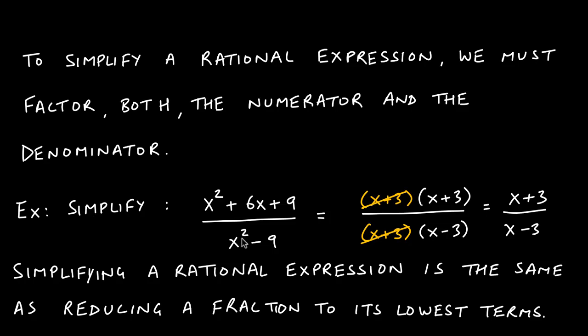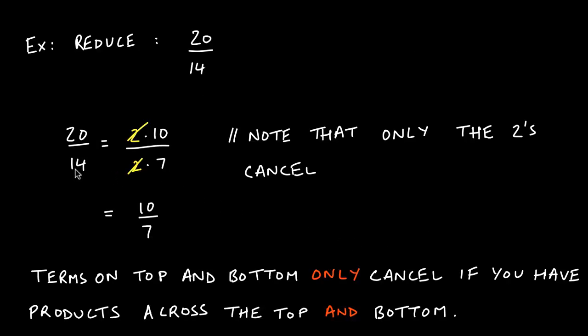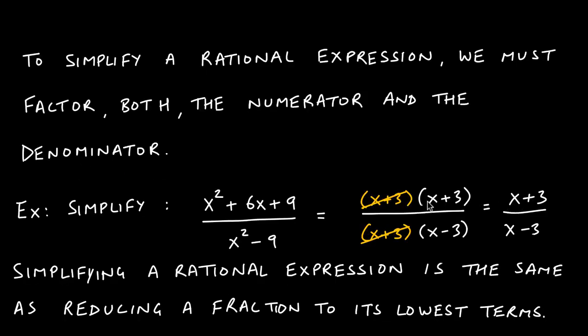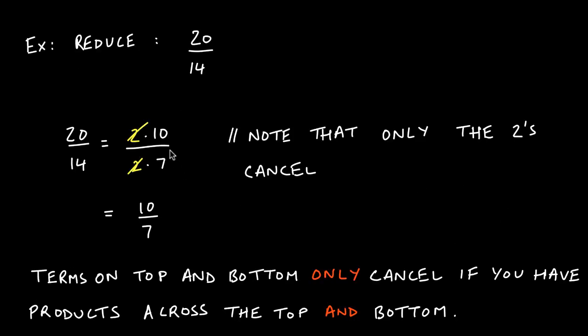And the factors of the denominator were x plus 3 times x minus 3. The factors of the denominator, 14, were 2 times 7. At this stage, we can see that we're just left behind with what was left over, x plus 3 and x minus 3. And here we were left with 10 over 7, so that turned out to be the answer.